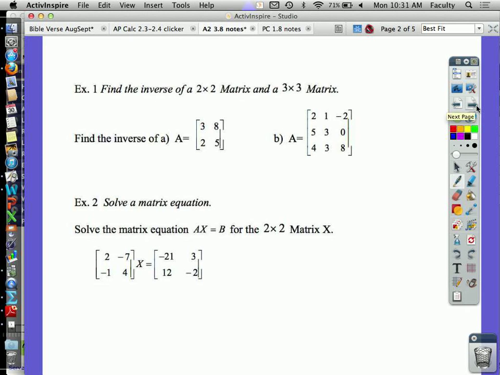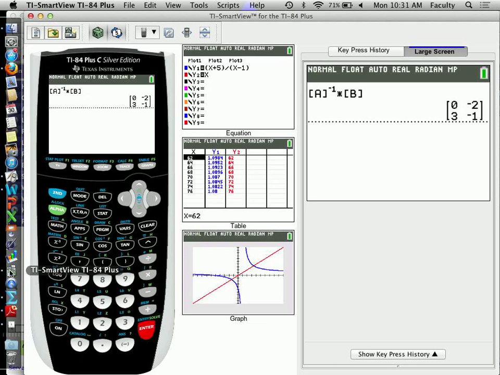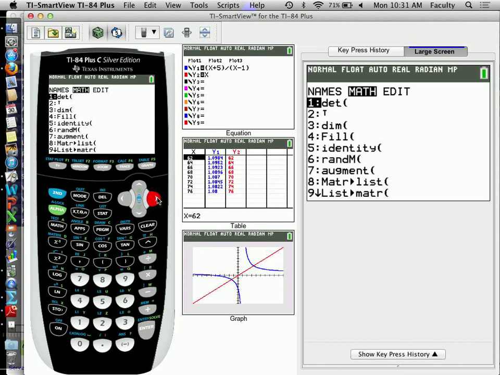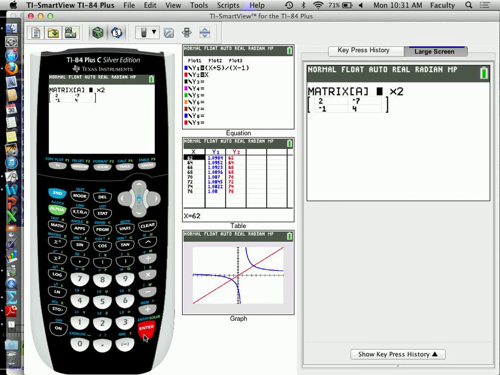So in example 1, if I want to find the inverse of matrix A, which is 3, 8, 2, 5, I want you to take out your calculators, and let's go to second matrix. Go second matrix, arrow to edit. Matrix A is a 2 by 2, so enter 2 by 2, and then let's enter the values: 3, 8, 2, 5. A happens to be a 2 by 2 matrix, and you enter it.